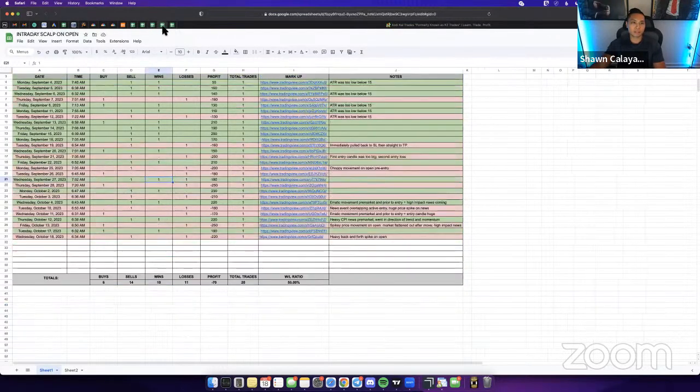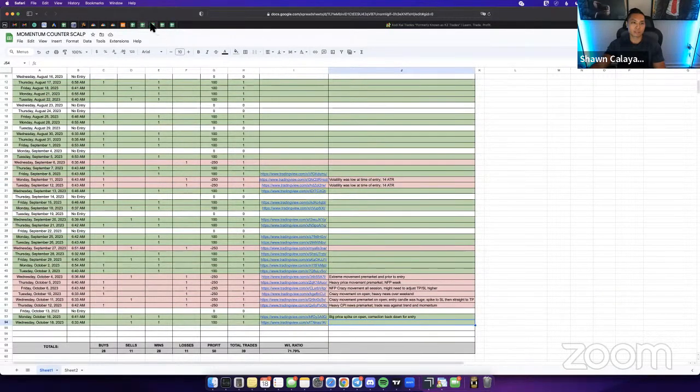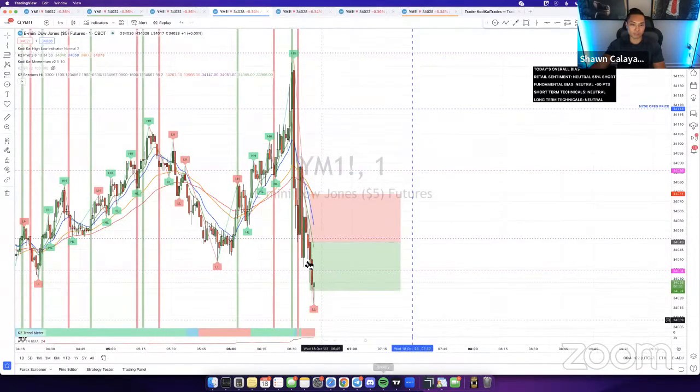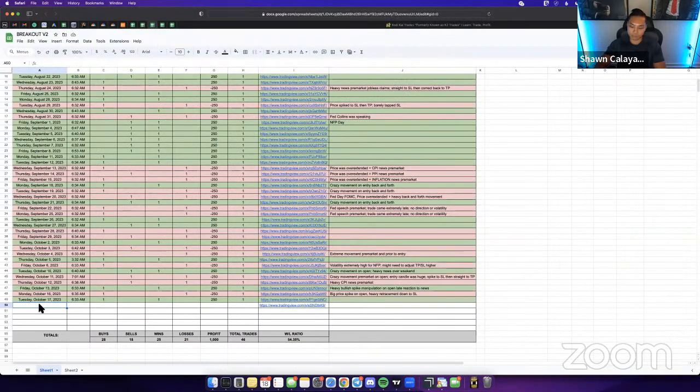We're probably going to scrap the intraday scalp, and then we'll probably scrap the momentum counter scalp. But for the most part, I think the breakout V2 is decent. It's not great, but it's decent. So 639 was the entry. I'm going to go and update the spreadsheet over here.